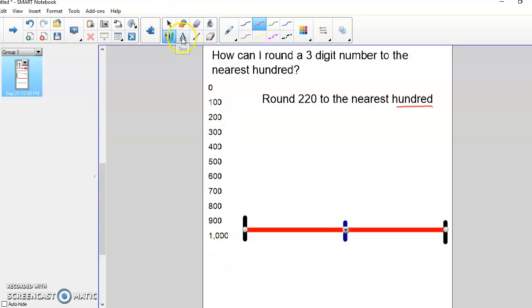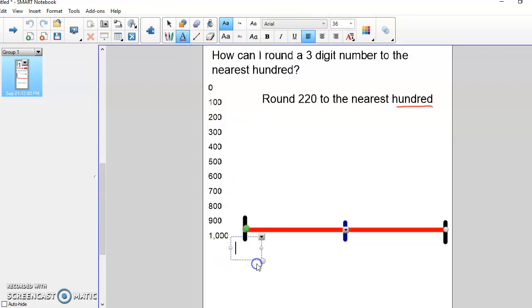So I am going to be neat about it. And now I know that the first 100 that 220 is in between is 200. So if I go back to my list, 200, that's my starting point. So now I know I need to go to the next 100 for my ending tick point. Oh, that's 300. So I'm going to add my number of 300. Okay, so I have my 200 and 300.